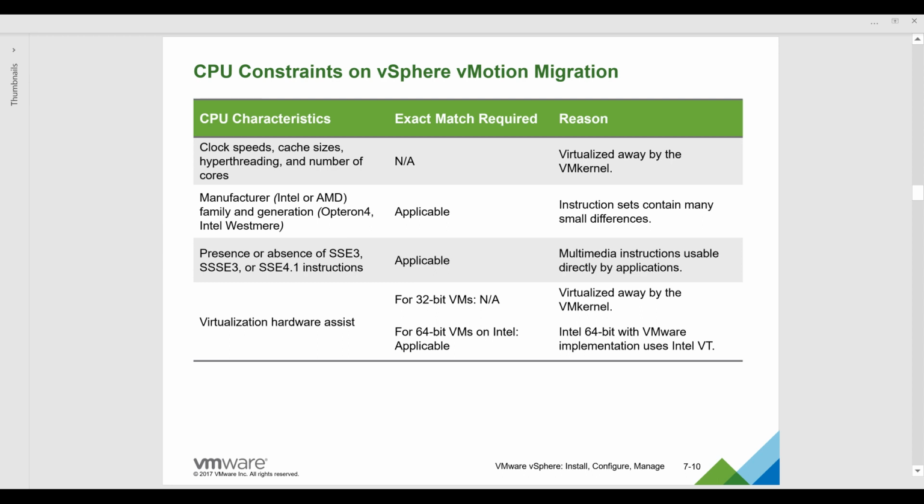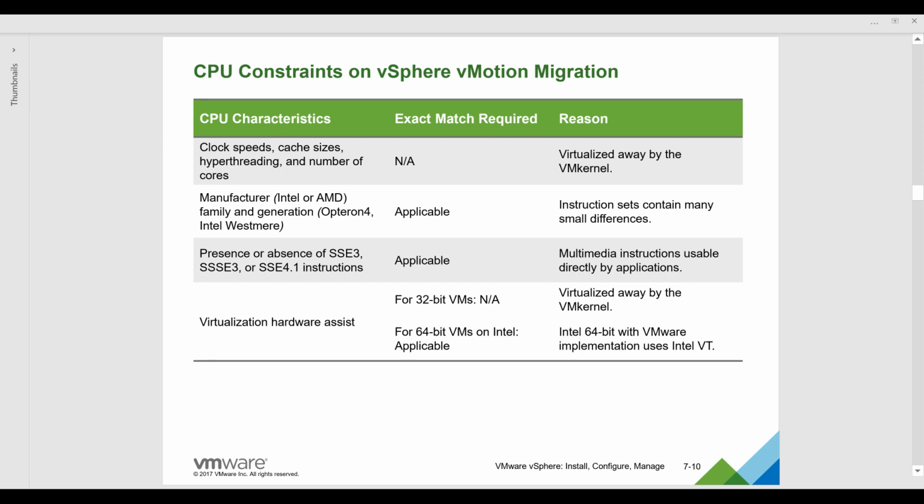CPU constraints. Exact match on clock speeds doesn't matter, because that's virtualized away by the VMkernel. They do have to be of the same manufacturer, the same family, because the instruction sets are different. The presence or absence of SSE3, SSSE3, and SSE4.1 instructions matters. You do know that because they're multimedia instructions that are usable by applications.